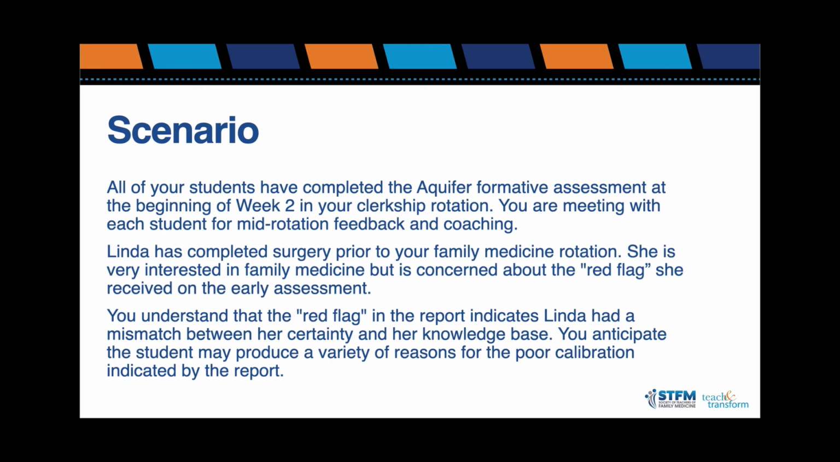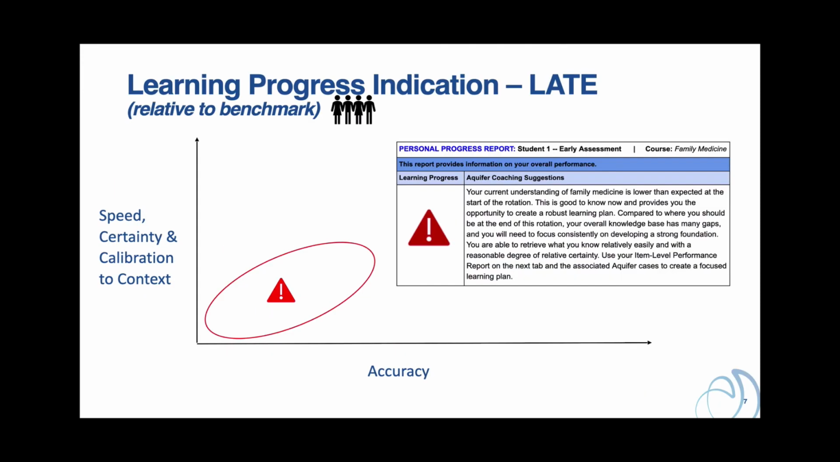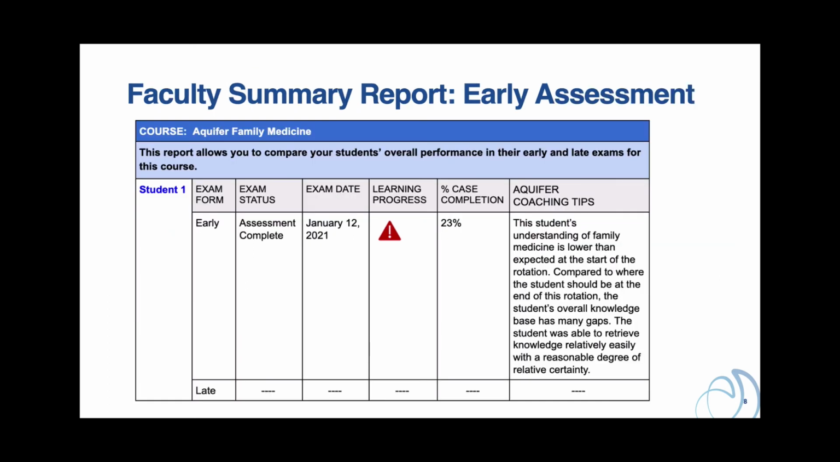And I also know that Linda has had the opportunity to review her item-by-item performance, and she can see where the strengths and weaknesses lie in her cognitive competence. And this shows graphically where Linda lies, where there's a difference between her speed and certainty and her level of accuracy. And this is the report that the faculty member gets, indicating that despite the fact that Linda was able to retrieve her knowledge easily and with a high degree of certainty, she did not perform accurately on the assessment.